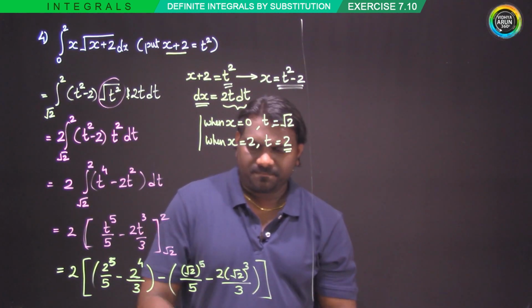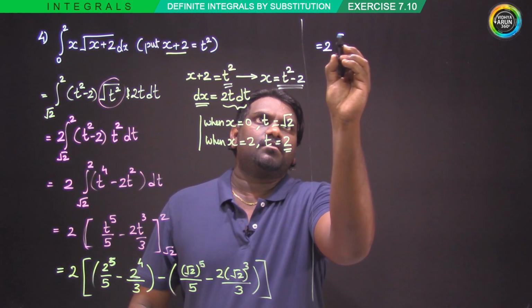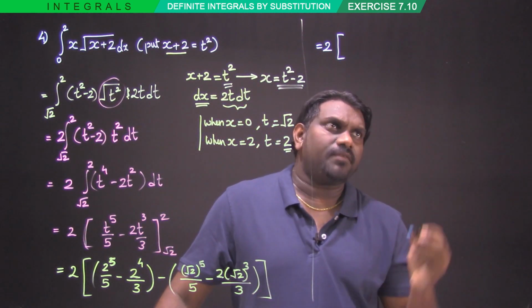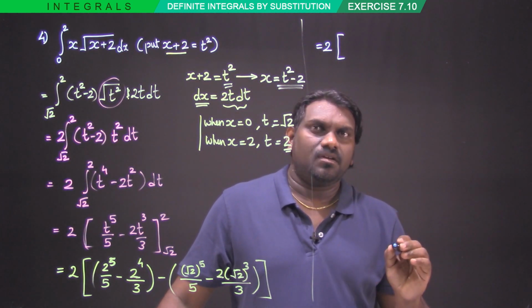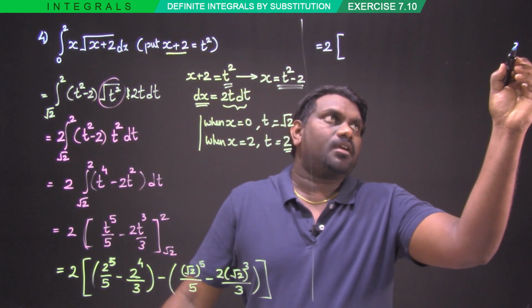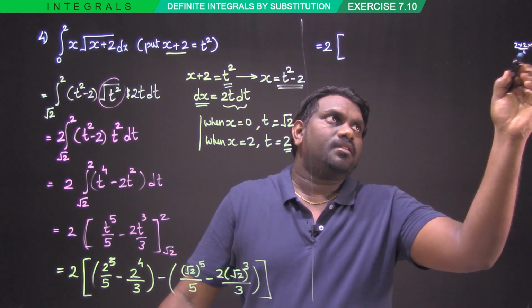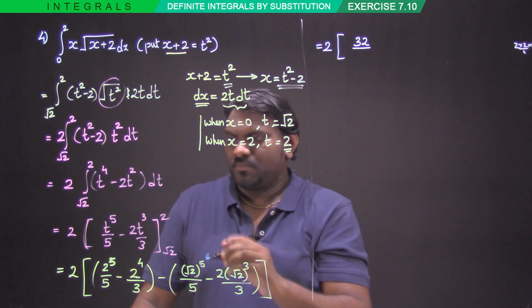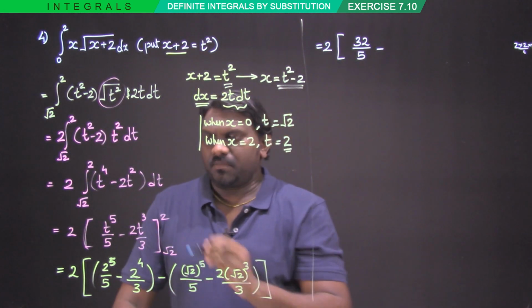So what will I be getting here? Let's check. So 2 is common. Then 2 square, 2 raised to 5, right? 2 into 2 into 2 into 2 into 2. 2 into 2 is 4, 2 into 2 is 4, 4 into 4 is 16, 16 into 2 is 32. So you have 32 by 5 there, and minus, this is going to be 16 by 3.